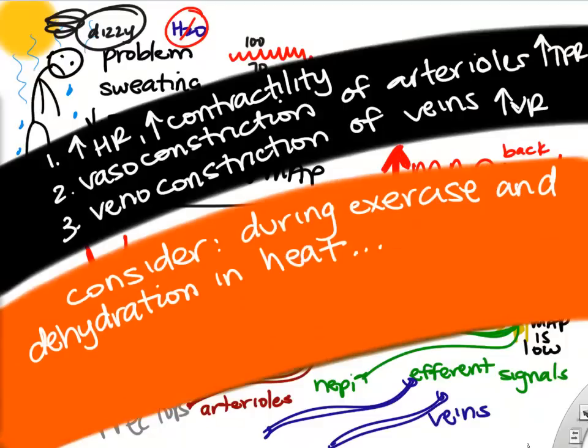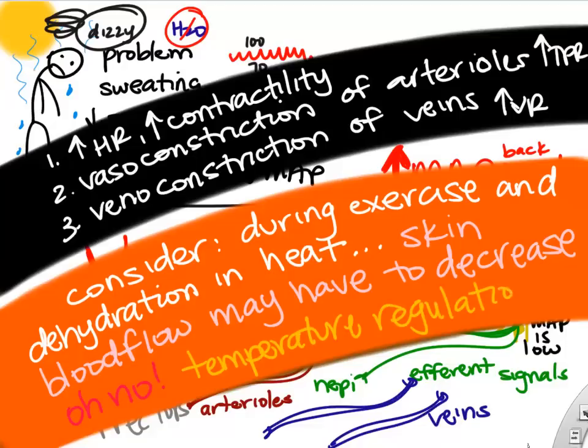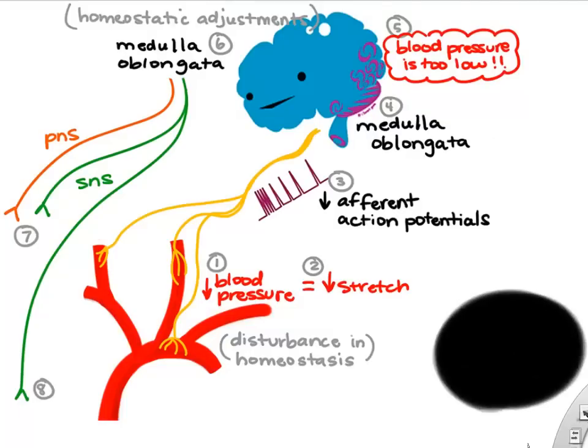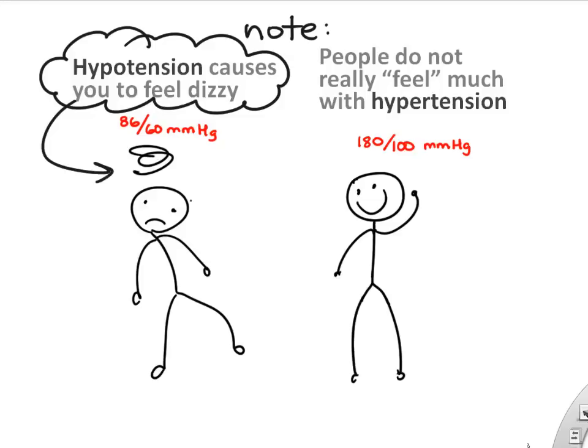One thing to keep in mind is what happens when you exercise in extreme heat and you're dehydrated. Now you've got to try to send skin blood flow to cool you off. But what if you don't have enough blood flow or blood pressure to maintain blood flow to your muscles, your brain, your heart? You're going to have to stop sending blood flow to your skin, and that can make it hard to cool off. So that's just something to think about. And that baroreceptor reflex was on that last slide if you want to pause it.